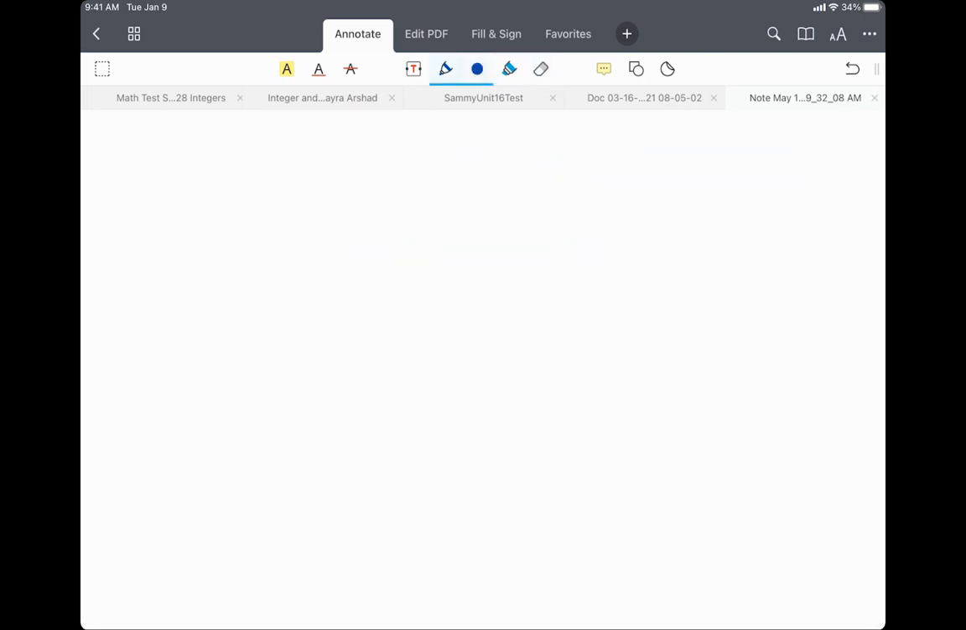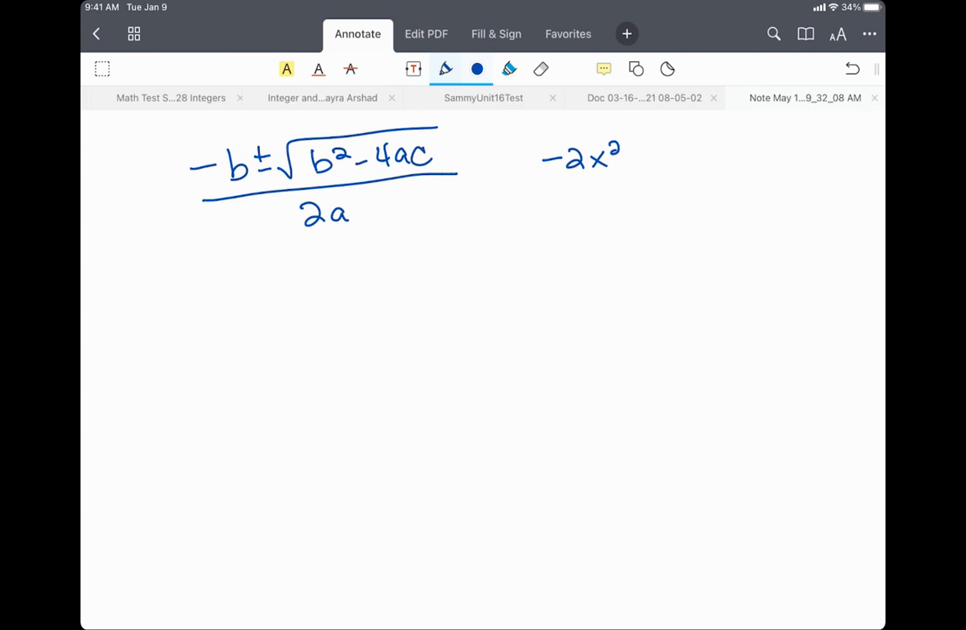Okay, so again, we have negative b plus or minus the square root of b squared minus 4ac all over 2a. Okay, so now the next one is 12, and 12 is negative 2z squared plus 8z plus 5. Okay, so let's figure out: a is negative 2, b is 8, and c is 5. So now we're going to plug it in.